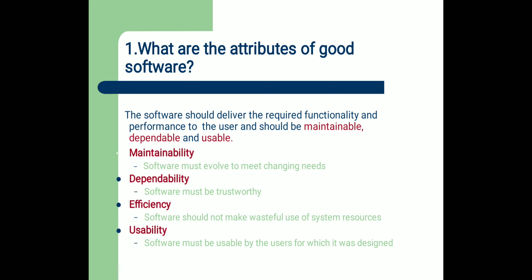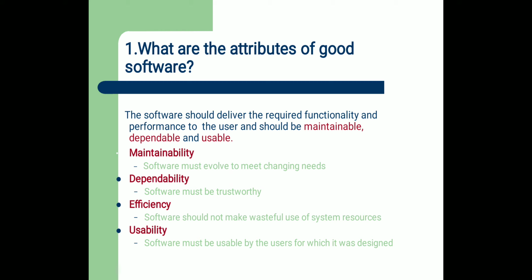Dependability. Software must be trustworthy. Suppose you are using a banking application or any trustworthy software, or we give security for making any transaction. That is called dependability. And efficiency. Software should not make wasteful use of system resources.